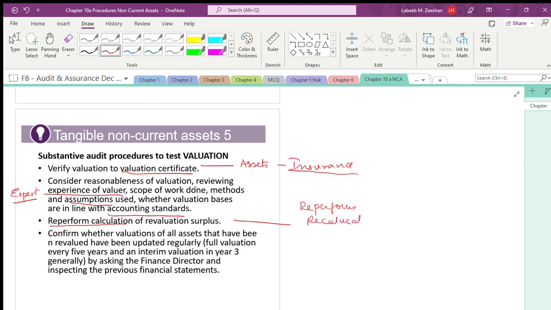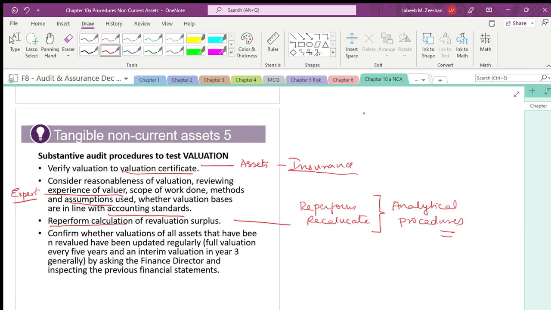Where have we used this one? Any idea? Somewhere we have used it in lecture 5. This is a response. This is part of analytical procedures. Is it right? Reperform calculation. Reperformance is very, very important. Reperformance of depreciation. Recalculation. Is that inspection, observation? These are the things which we have to be very specific about.